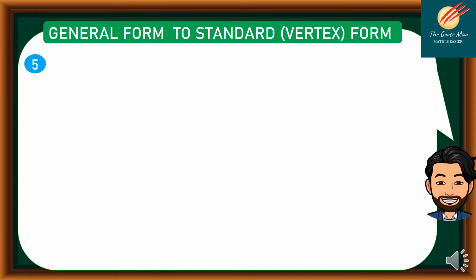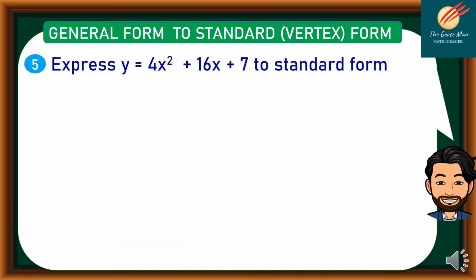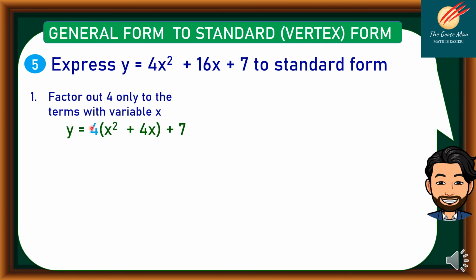Let's have our example number 5. Express y is equal to 4x squared plus 16x plus 7 to standard form. The very first thing that we will do is factor out only 4 from the terms with variable x. We have here 4x squared and 16x, so we'll factor out 4. The result will be 4 times (x squared plus 4x), and leave 7 here.